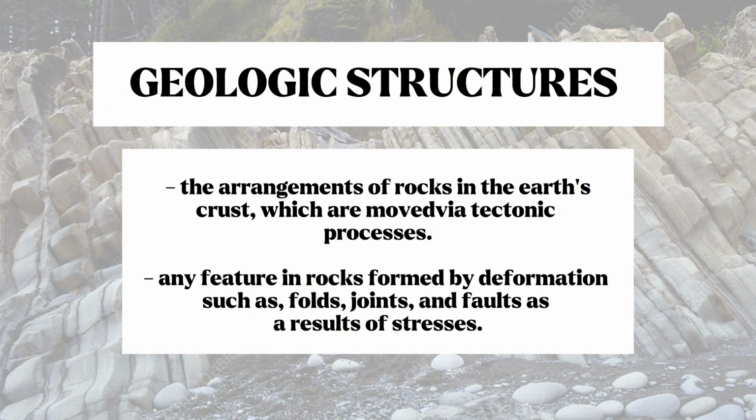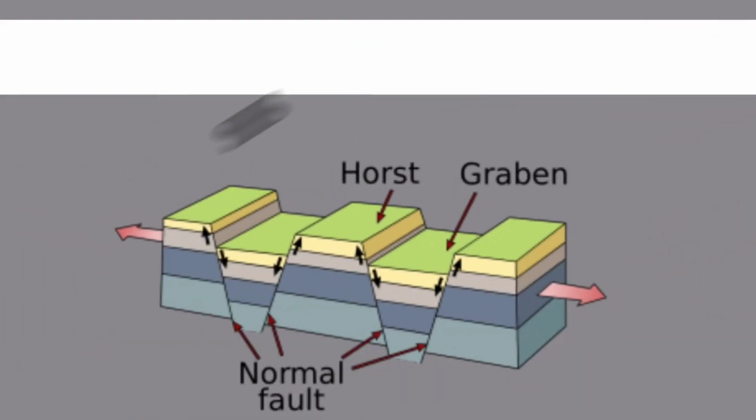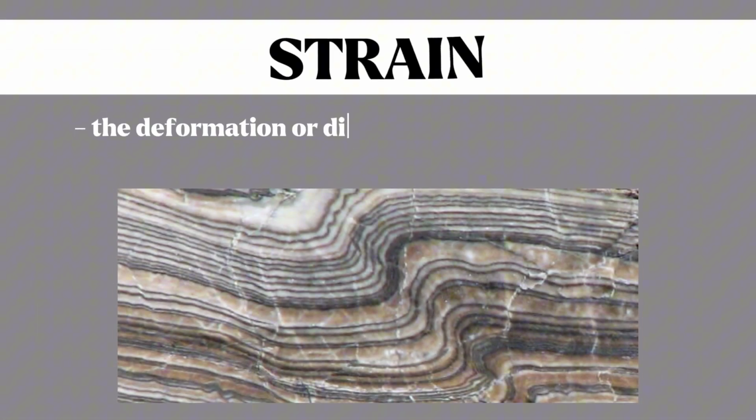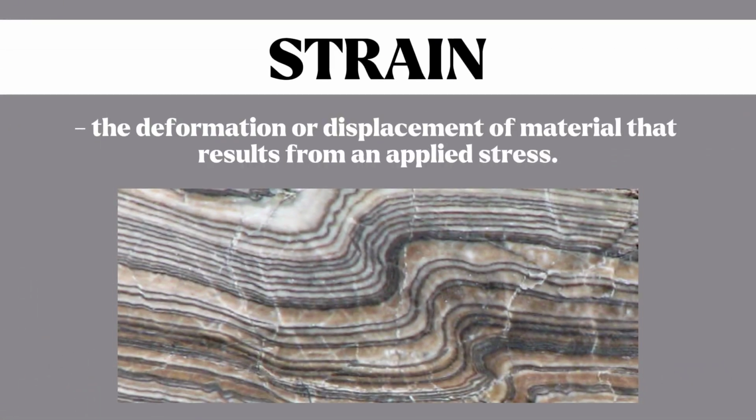Why does it cause deformation? Stress is a force acting on a rock per unit area. It is this force that causes rocks to deform. Moreover, in response to stress, rocks will undergo some form of bending or breaking or both. The bending or breaking of rock is called strain. Strain is defined as the deformation or displacement of material that results from an applied stress.